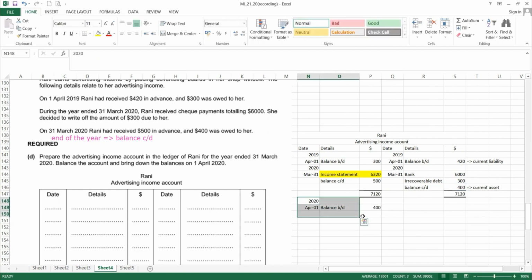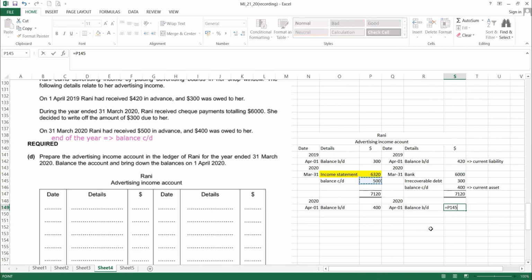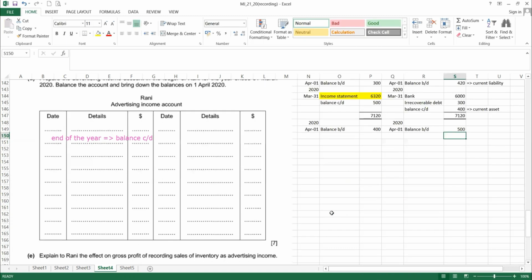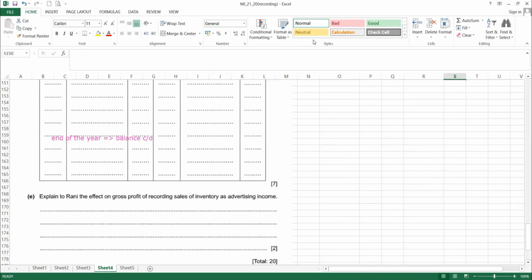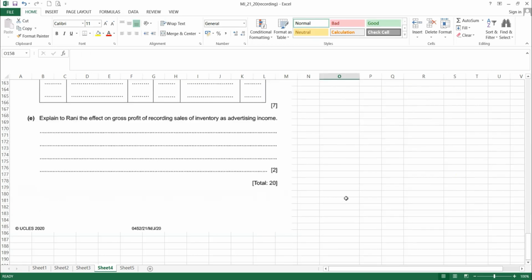Okay, another is this one, also complete it. Now let's move on, see what else the question asks. Okay, explain to Rani the effect on gross profit of recording sales of inventory as advertising income.